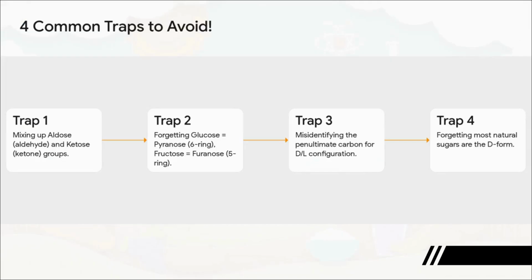Okay, listen up. This is super important. These are the 4 traps that catch students every single year. First, mixing up aldose and ketose. Don't do it. Second, forgetting the ring structures. Pyranose is for glucose, furanose is for fructose. Third, looking at the wrong carbon for the D/L configuration. Say it with me. It's the penultimate one. And finally, forgetting that D form is the natural default. If you can avoid these 4 things, you are way ahead of the game.